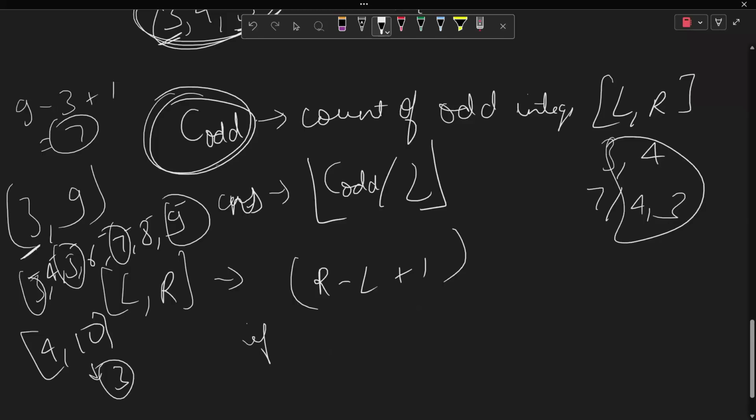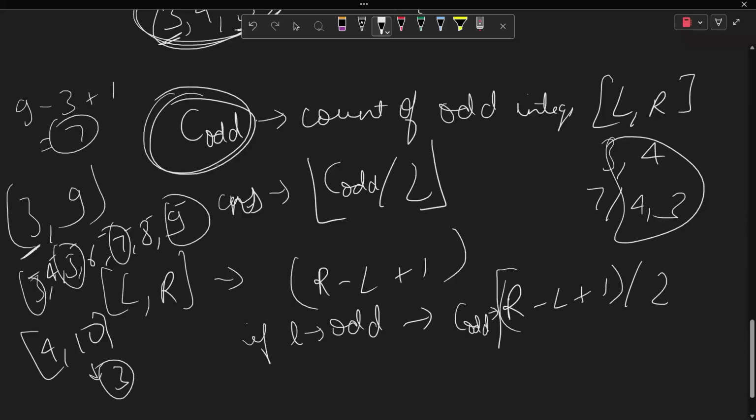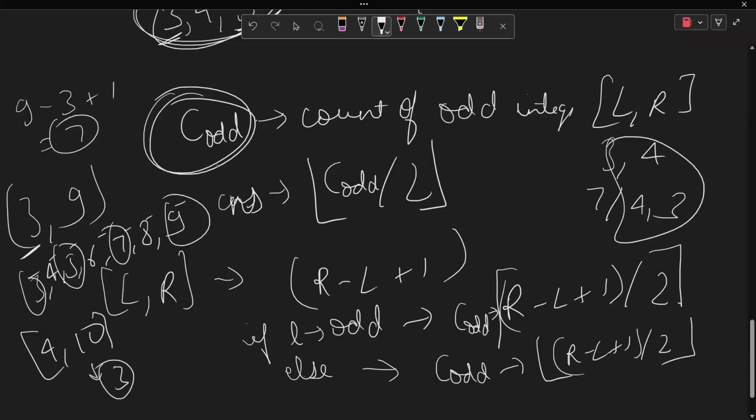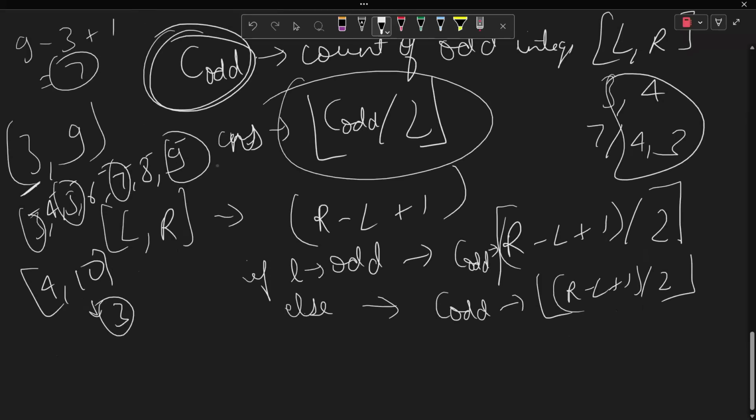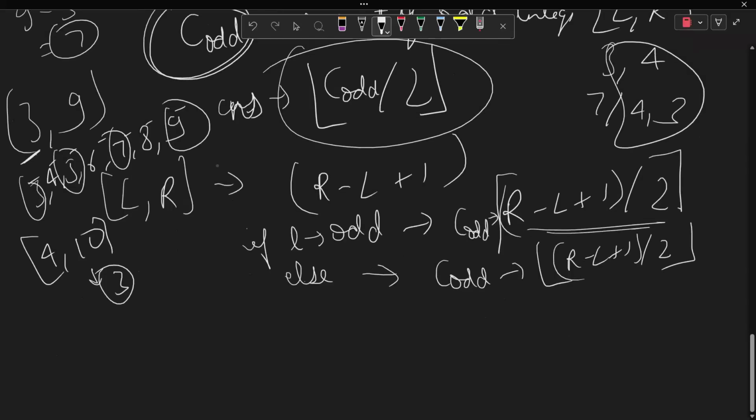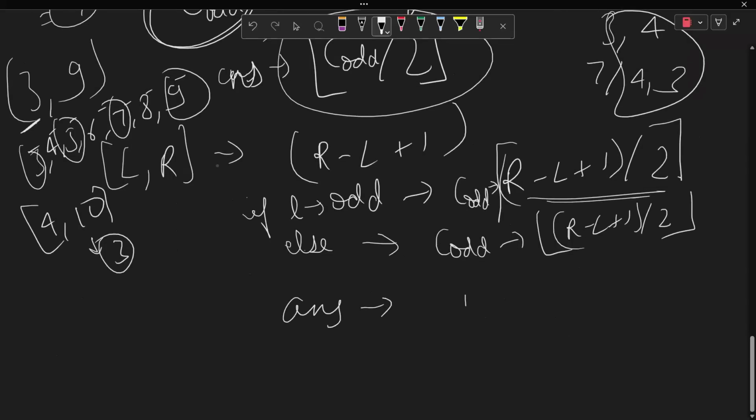So just check if L is odd, then the count of odd integers, C odd, would be the size of the range by 2, the ceil of this. And if L is even, then your C odd is going to be the size of the range by 2, the floor of this. Okay, once you've computed your C odd, your final answer is C odd by 2. So here also I'm doing by 2. So you can just directly write your final answer as R minus L plus 1 by 4. You can just directly write. You are doing by 2 again.